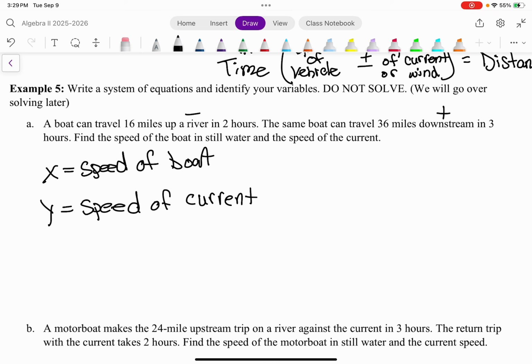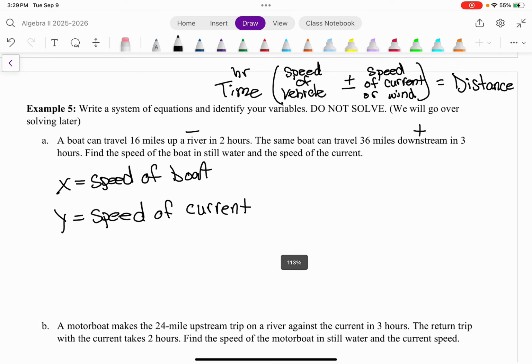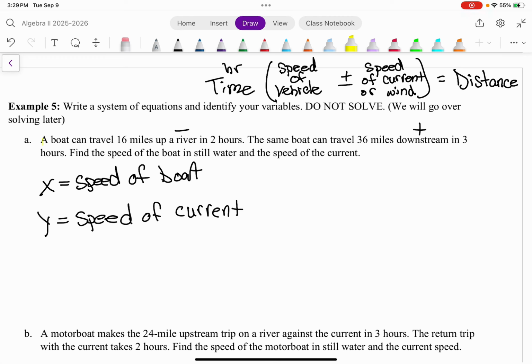All right. With the speed of the boat and the speed of the current identified, now we can write our equations. The first sentence talks about a trip that was 2 hours. We're starting with our time, 2. The boat was traveling up the river, so against the current, meaning we are going to subtract. So we start with the speed of the boat, X, and then we take away the speed of the current, Y. Once we take time multiplied by the speed, that will give us the distance traveled. They told us they traveled 16 miles. And that is our equation.